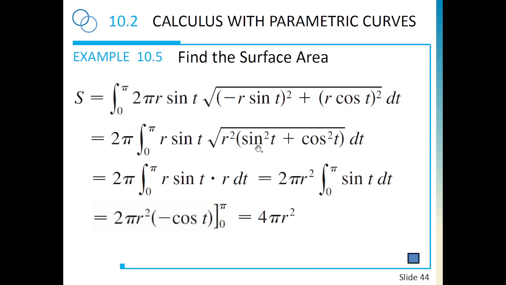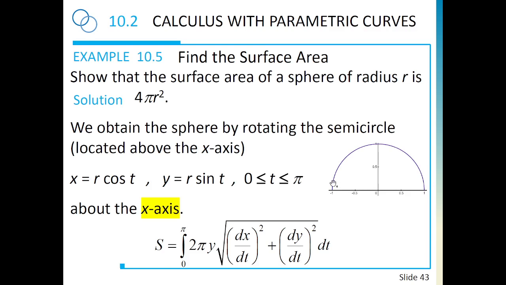We are fortunate these things simplify a little bit. So now we integrate only the sine between 0 and pi. So basically this was a straightforward integration in this case. So here we have a semicircle and we were rotating it around the x-axis.